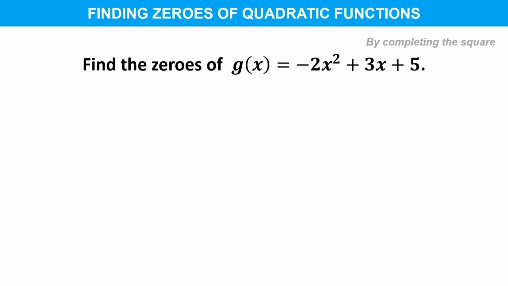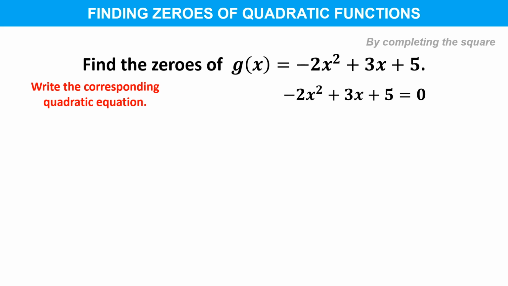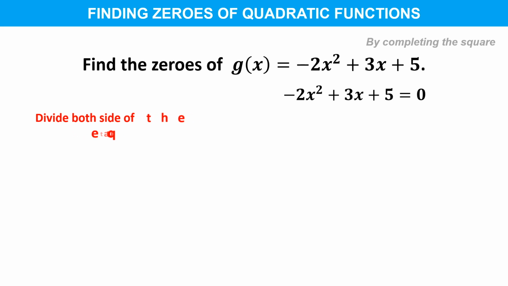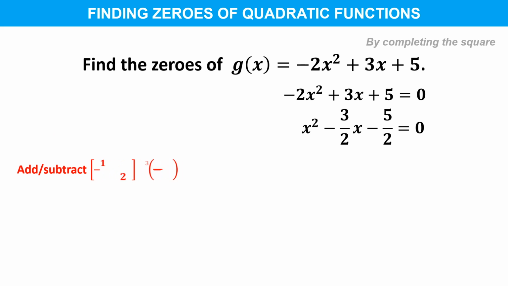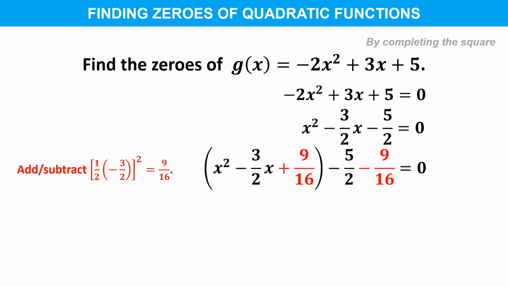Let's take another example. Find the zeros of the quadratic function g of x is equal to negative 2x squared plus 3x plus 5 using the method of completing the square. First, write the corresponding quadratic equation. Divide both sides of the equation by negative 2 to make a equals 1. Then, add and at the same time subtract 1/2 the coefficient of x, which is negative 3 over 2, and then square it. You should get 9 over 16.